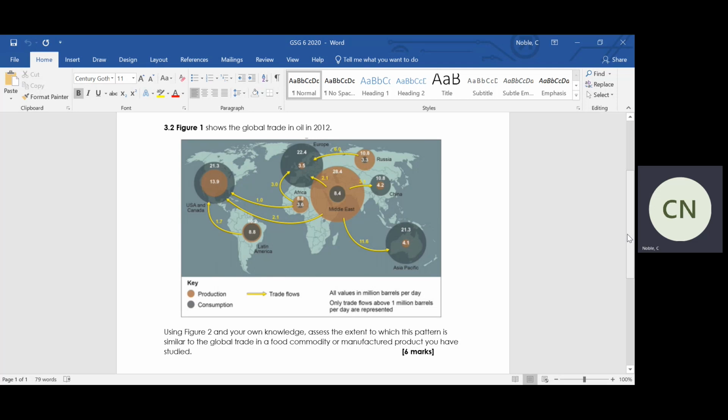So your things to consider are, what are the patterns? Where is it that oil is produced? Where is it that oil is consumed? And what is the direction of trade? Is it from HICs to LICs? Is it from LICs to HICs? Or is it a mixture? And actually, how is that similar to the global trade in bananas, for example? Because the question is assess the extent to which, there needs to be some balance in your answer. So consider the similarities between the trade of oil and the trade of bananas, but also some of the key differences.